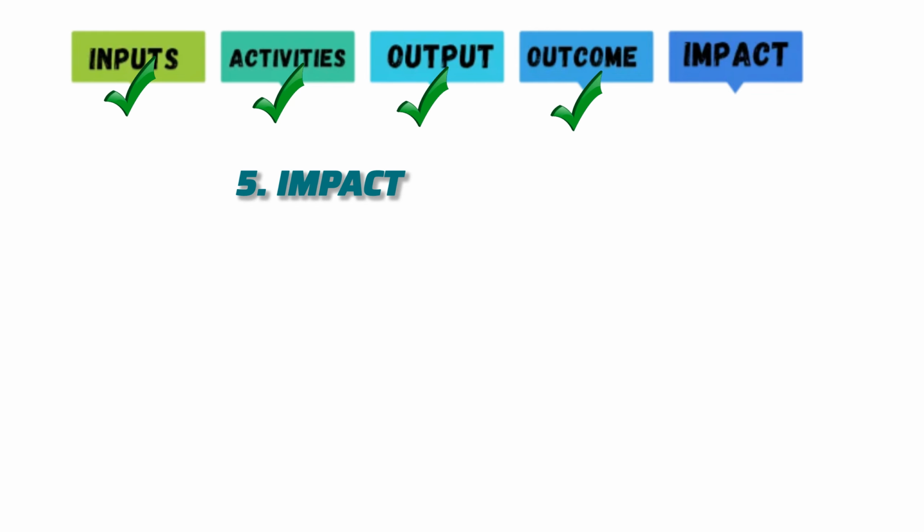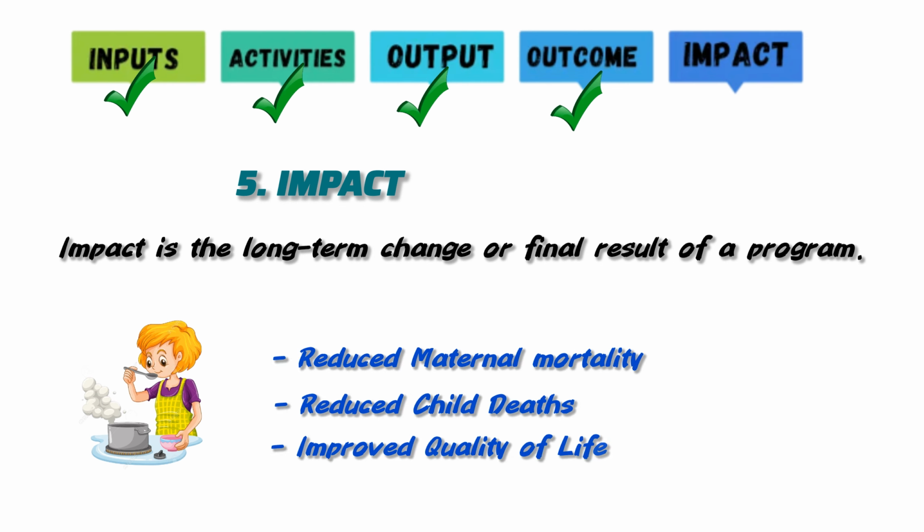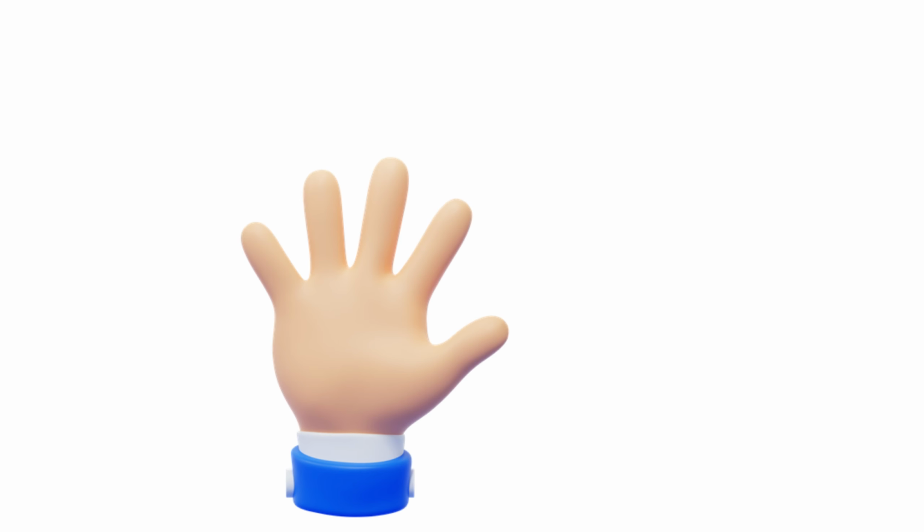Let's now look at the big picture, which is impact. So impact is the big long-term effect of your project on the overall problem. It is the reason why your project exists in the first place. So in cooking, the impact is that over time the family's health improves, and the children have more energy to go to work and to go to school. So in a health project, the impact might be reduced maternal mortality, reduced child death, or improved quality of life in the community. So impact takes time. You may not see it immediately, but a well-run project should contribute to it. So remember this by using your 5 fingers.